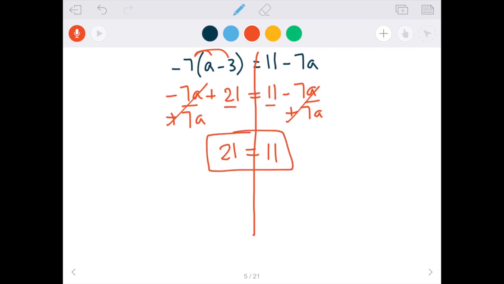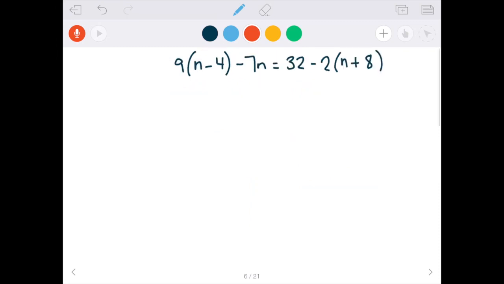When you have a solution like this, where the numbers are actually not equal, that indicates no solution. There is no value of a that you could substitute in to make this equation true. Moving on to our next problem.